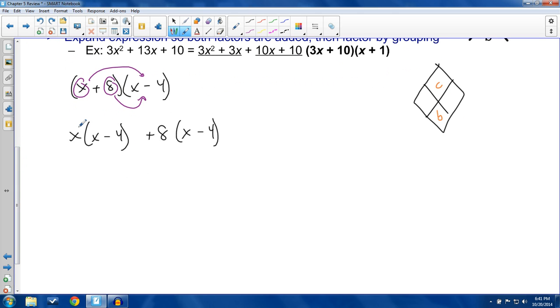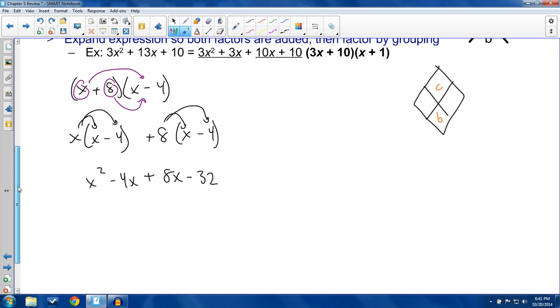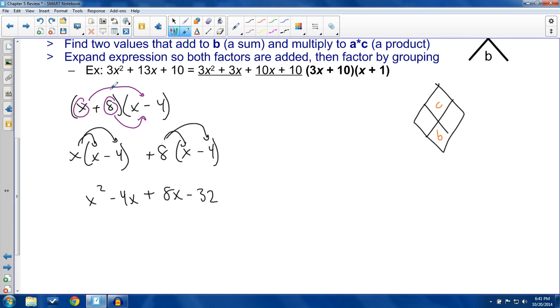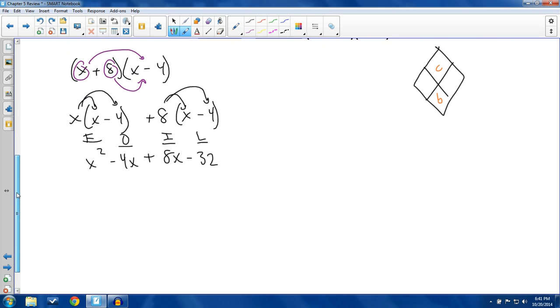Now comes distribution. You can distribute the x with the x, and the x with the negative 4. You get x squared minus 4x. This is 8 with the x and 8 with the negative 4, plus 8x minus 32. This is normally where you say FOIL. FOIL is first, outside, inside, last. That is, first times first, outside times outside, inside times inside, and last times last. I put in an intermediate step, again, for good reason, and hopefully you'll see it later.